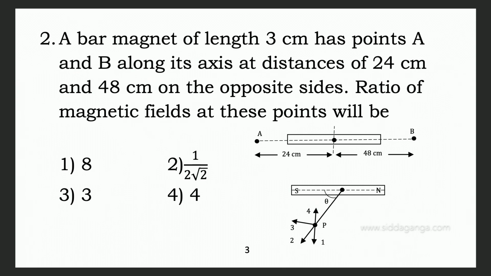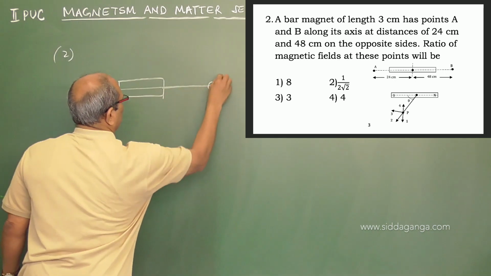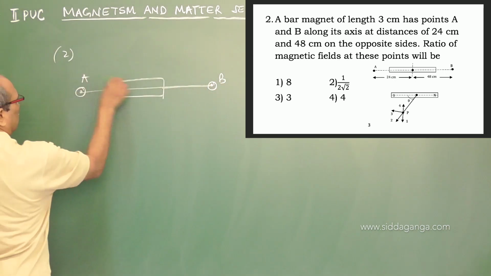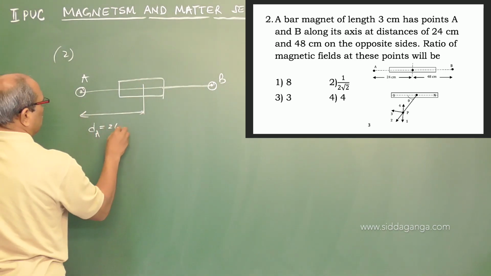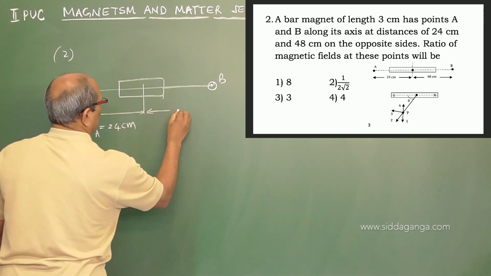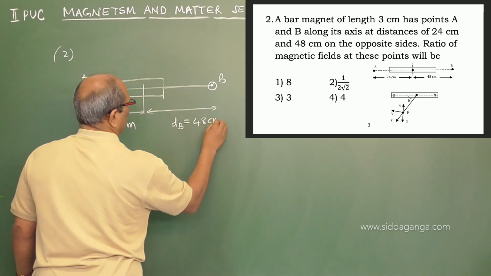A bar magnet of length 3 centimeter has points A and B along its axis at a distance of 24 and 48 centimeter on the opposite sides. Ratio of magnetic fields at these points will be. So when you look into the question, this is a bar magnet they given and 2 points B and A they mentioned. From this center, if you take this distance as dA, 24 centimeter, and dB as the 48 centimeter.